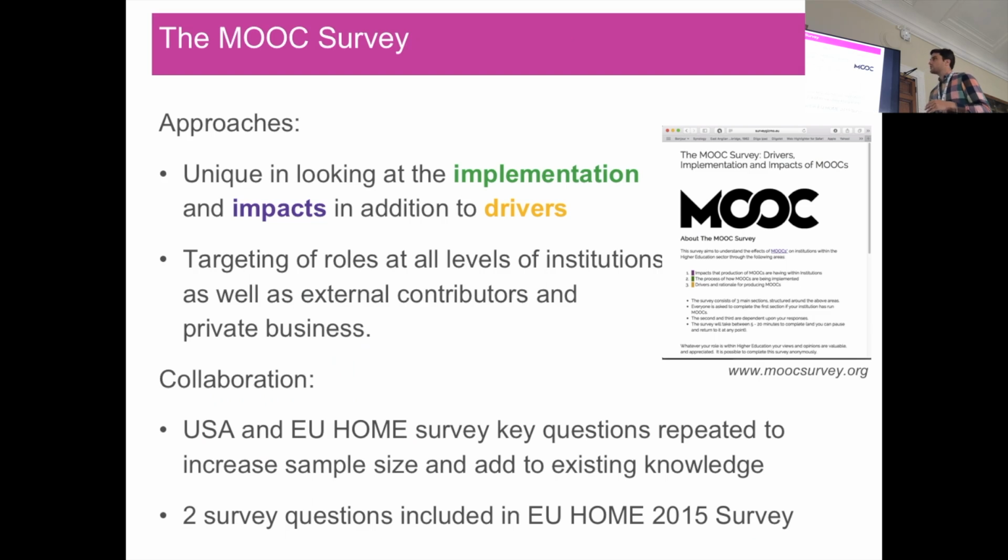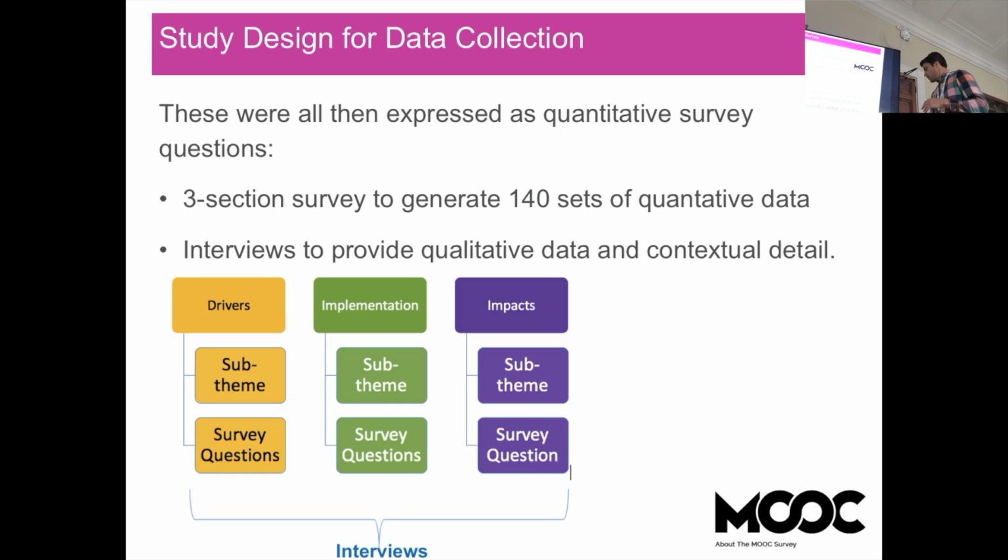So in terms of the order, it ended up deciding that the survey would come first and then would select some participants for interviews to deep dive at some of the themes that popped up.